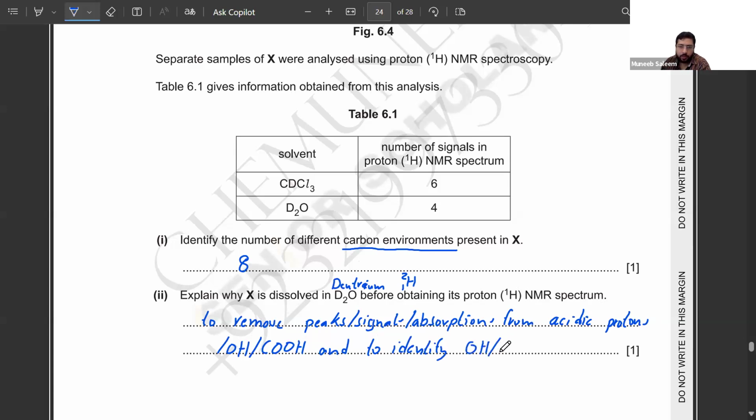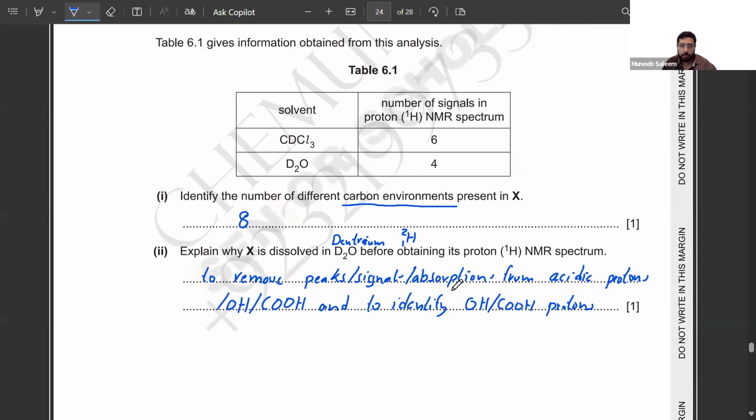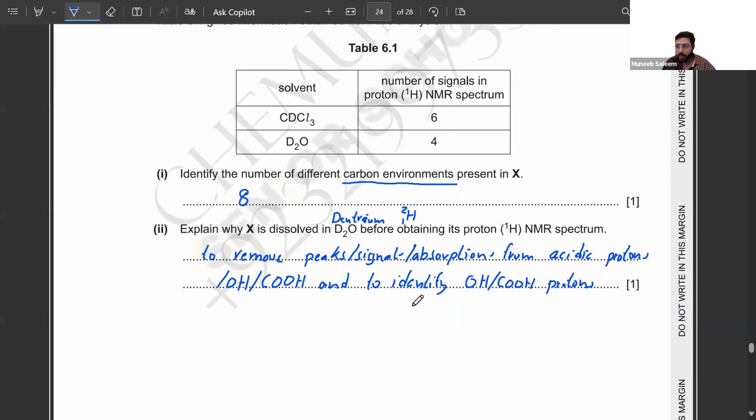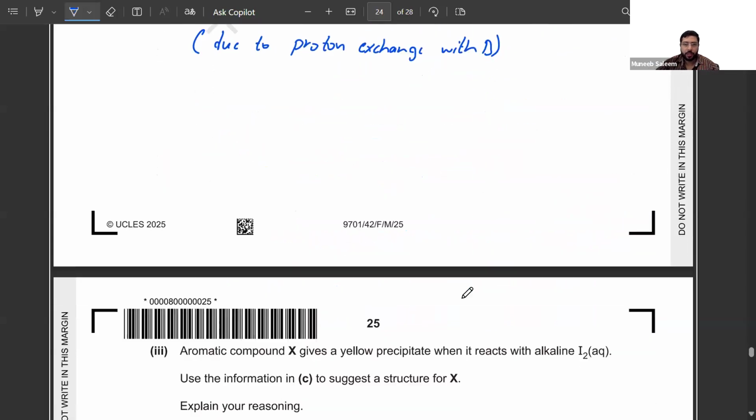the OH and COOH protons. So basically, D2O helps us to identify which hydrogen atom signals or peaks were there in the compound. That's why we use deuterium, due to proton exchange with D. All right. Now next question.